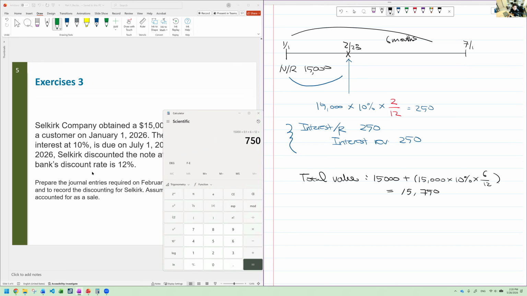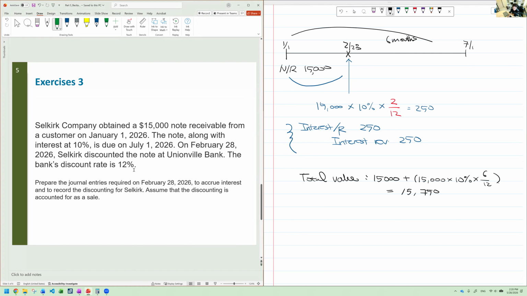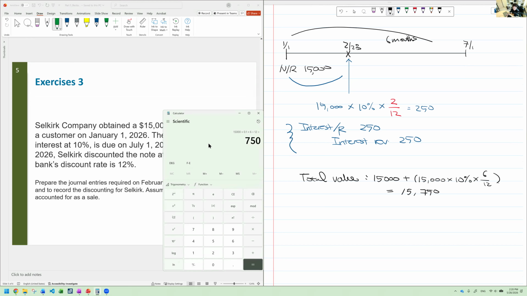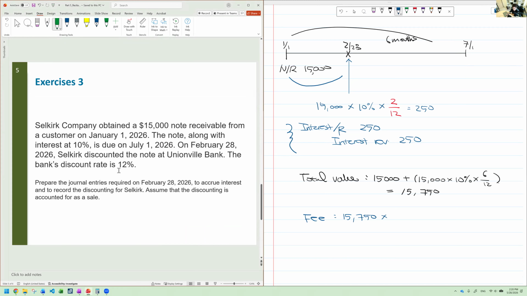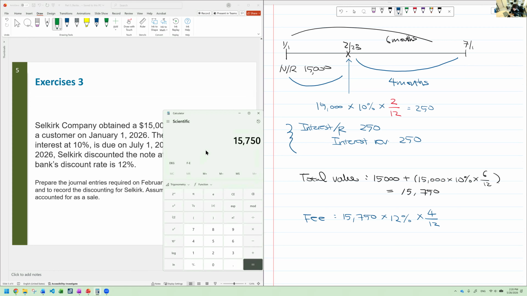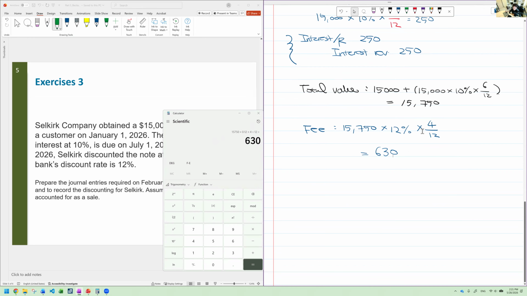And then we are going to discount this note by 12%. In other words, we're going to calculate the amount of the fee that this bank will charge. The fee amount is the total value $15,750 times the discount rate or fee rate of 12%. And then the bank will hold onto this note for the 4-month period, from March 1st to July 1st. So 4 months out of 12 months a year. 15,750 times 12% interest rate times 4 divided by 12. So the total amount of the fee is $630. So we got the total value, we got the fee amount.